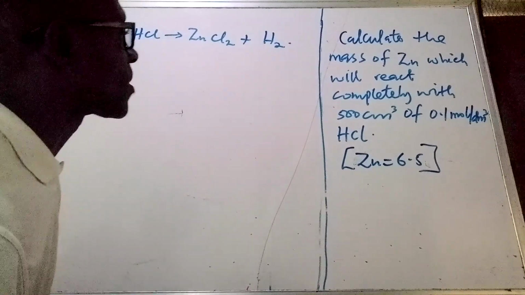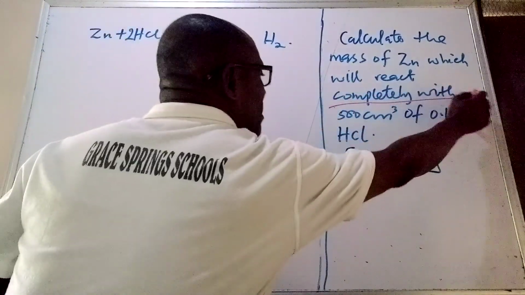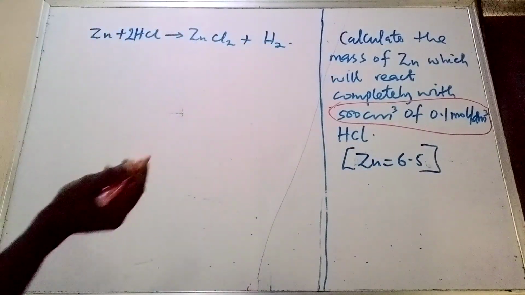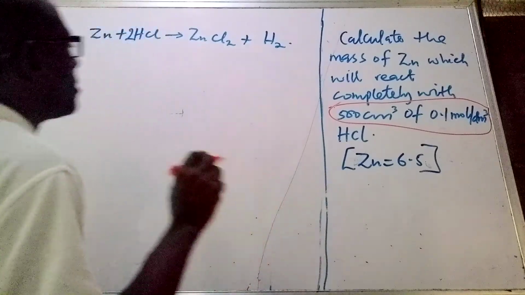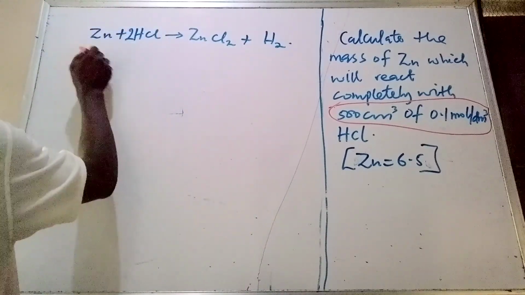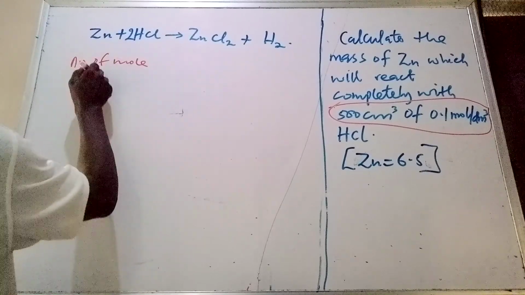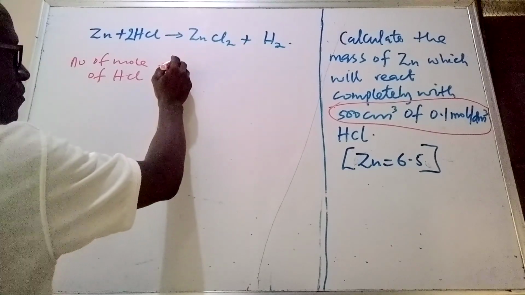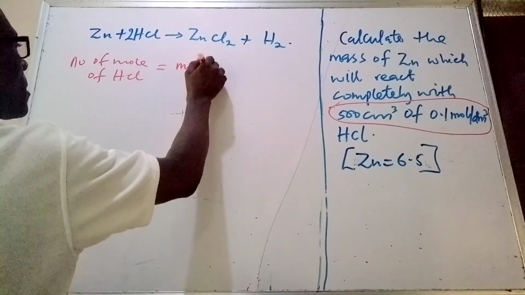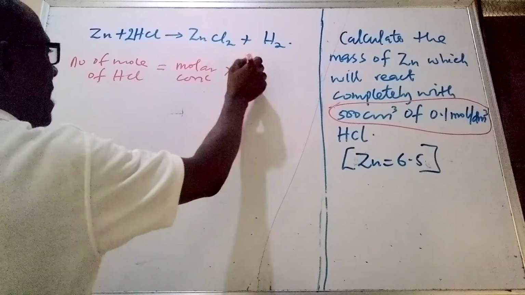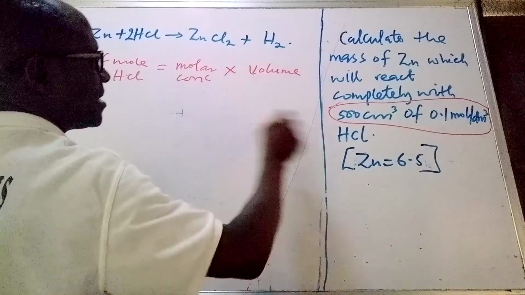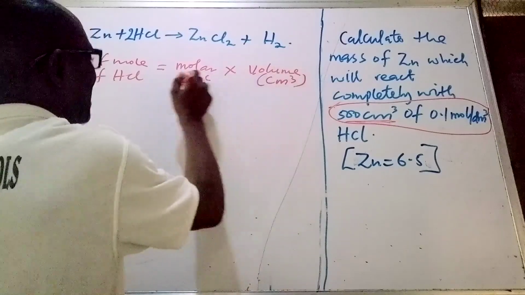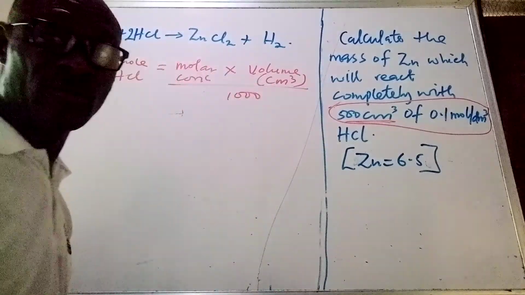First and foremost, you have to convert the whole of this to mole. That's the first thing. How do you convert? Using the formula I wrote the other time. Number of mole of HCl will be molar concentration times volume. This time around, the volume is given in what? Centimeter cube. So I need to put it there. Then I will have to divide by what? 1000. As I said the other time.